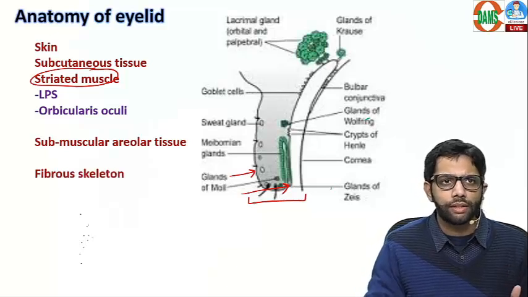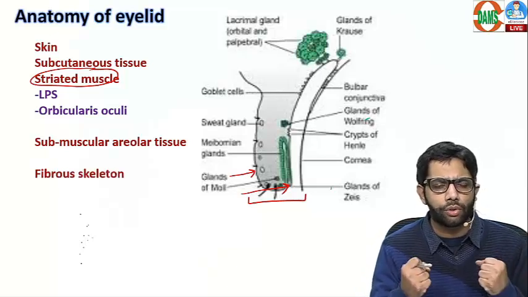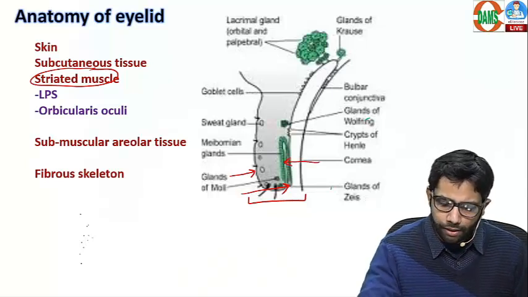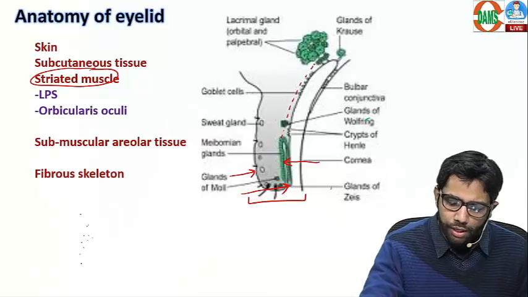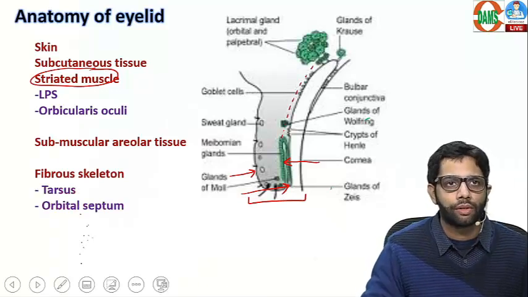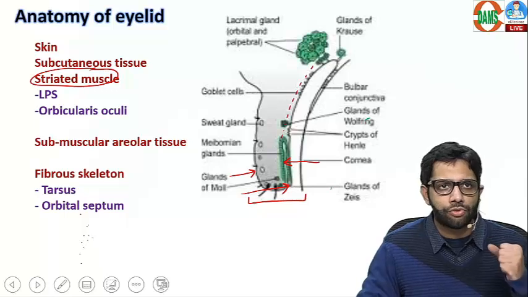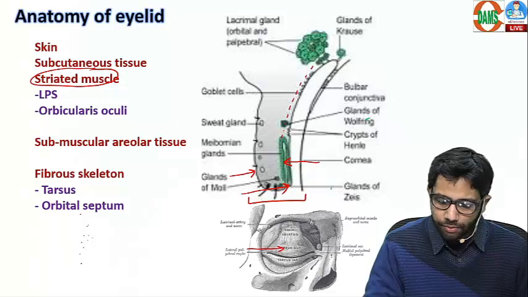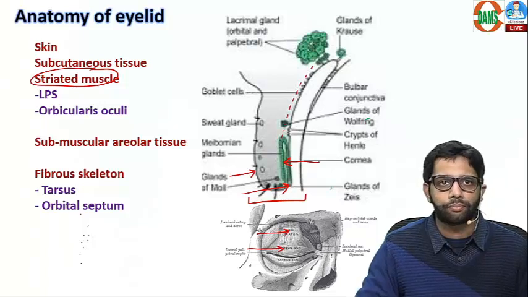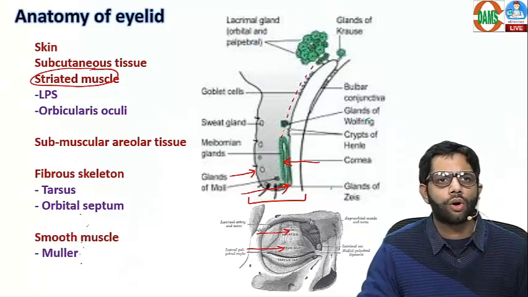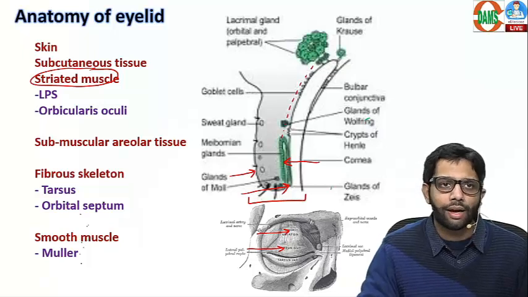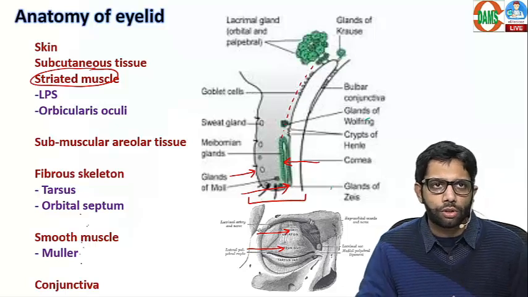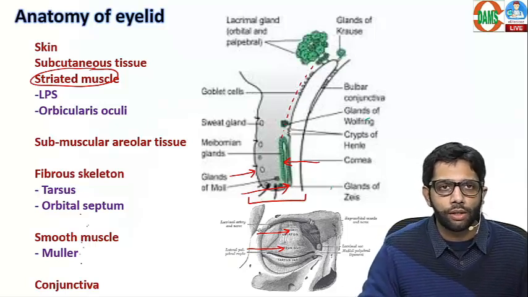Then we have the fibrous skeleton, which provides the strength to the eyelid. This green thing is the tarsus, tarsal plate, and the continuation of the tarsus is known as orbital septum. So tarsus and orbital septum give strength to the eyelid. You can see in this here also, this is the tarsus, and here the continuation orbital septum. Then we have the smooth muscle known as the Muller muscle, and the last layer of the eyelid is palpebral conjunctiva.